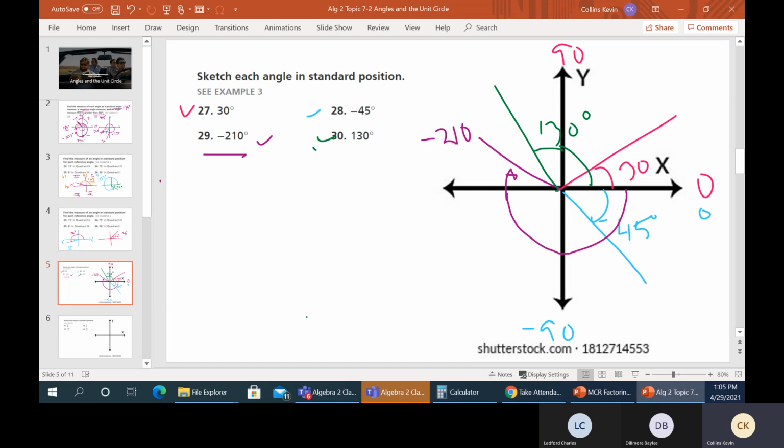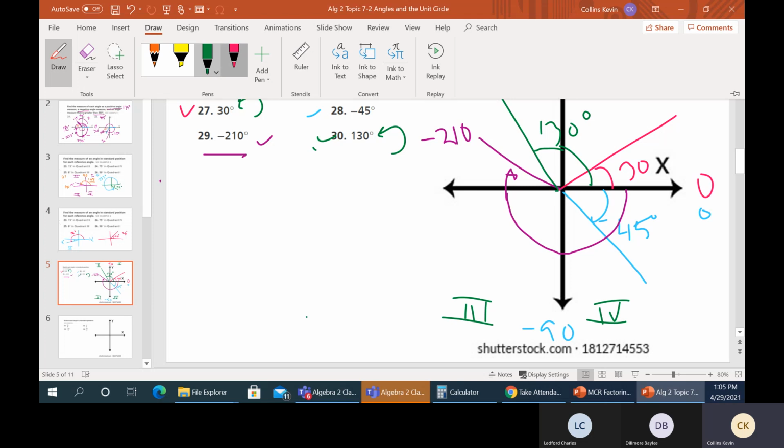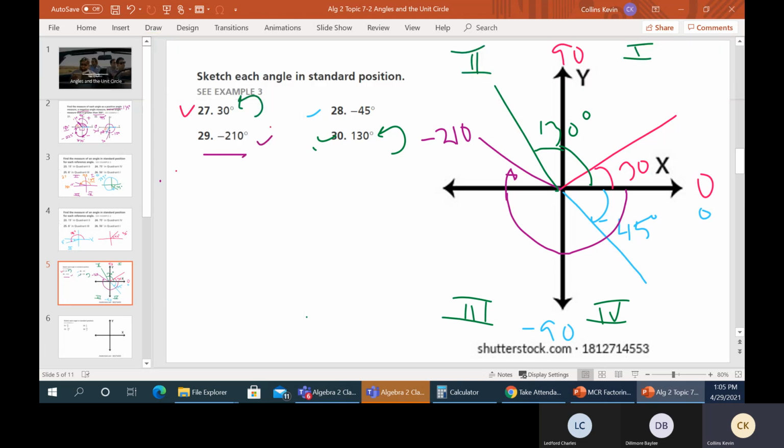So once again, if you're going in the positive direction, we go counterclockwise. Think of it the same way the quadrants go too. We start with 1, we go counterclockwise to 2, and then to 3, and then finally over to 4. So the positive ones are going to go that way, and the negative ones are going to go in the other direction. So those are going to go this way. Okay. Questions?